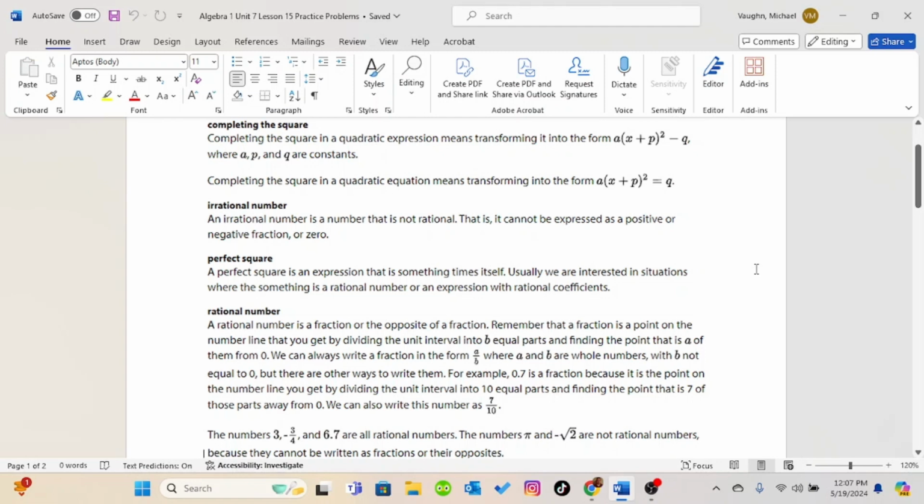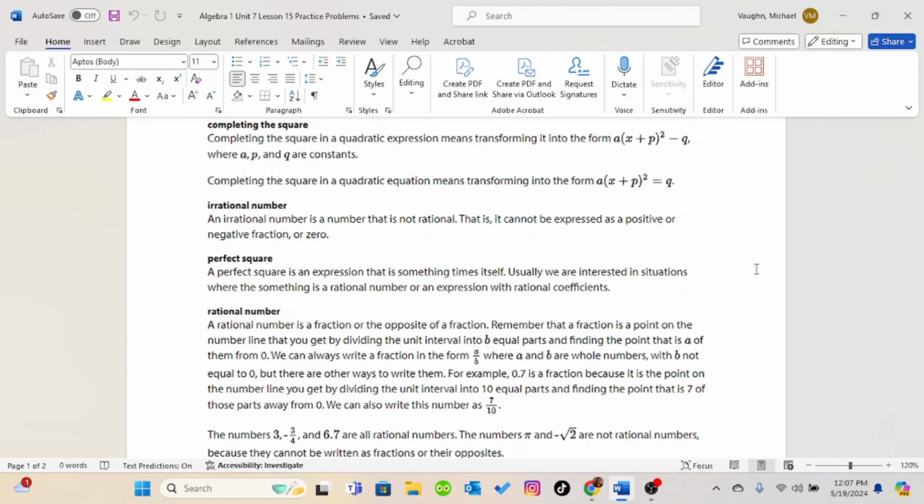Welcome to Algebra 1, Unit 7, Lesson 15 Practice Problems. We're going to start with 4 vocabulary terms so that we understand what they mean when we see them in the practice problems. The first vocabulary term is completing the square.